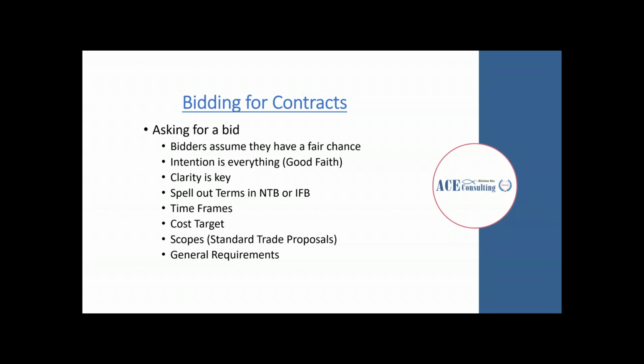Clarity is key. As we said earlier, the more ambiguous the documentation is going to be, the harder it'll be to define what is expected in the contract. Terms need to be spelled out in a standardized system. All parties need to be on the same page for what that system is. Time frames for the contract and the overall project need to be well defined, as well as the target for the cost.